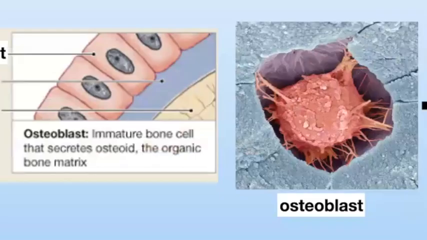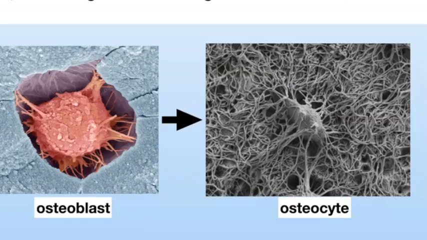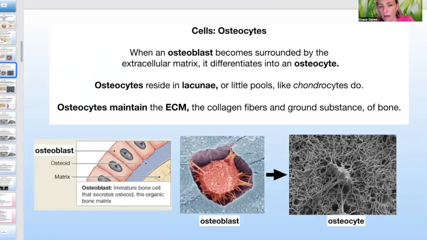As an osteoblast becomes surrounded by the extracellular matrix that it produces, it differentiates into an osteocyte. And osteocytes reside in lacunae, or little pools, just like chondrocytes do. Osteocytes maintain the extracellular matrix, the collagen fibers, and the ground substance of bone.